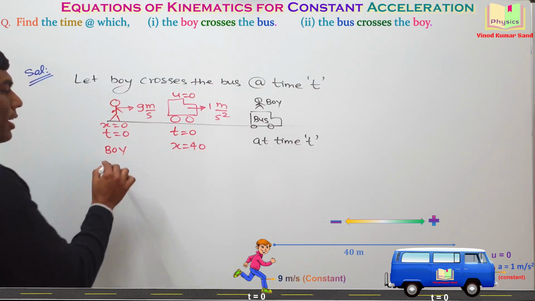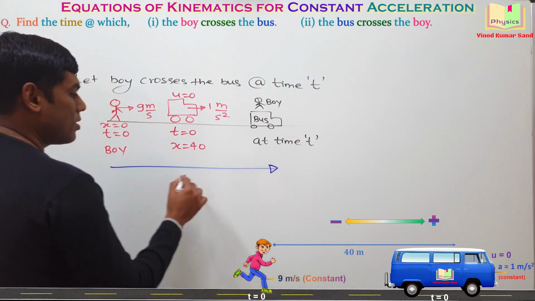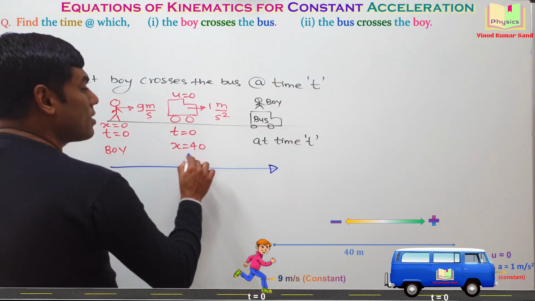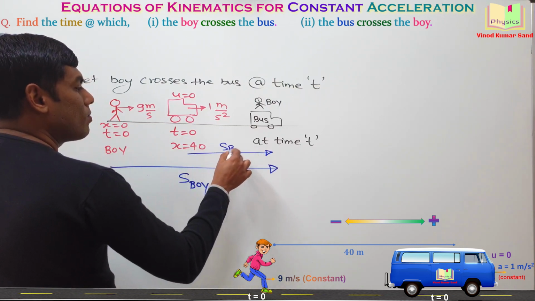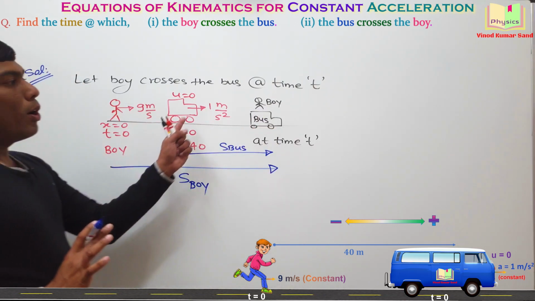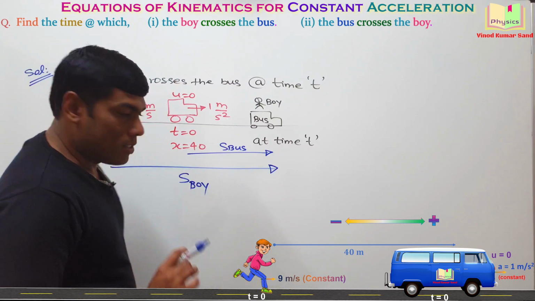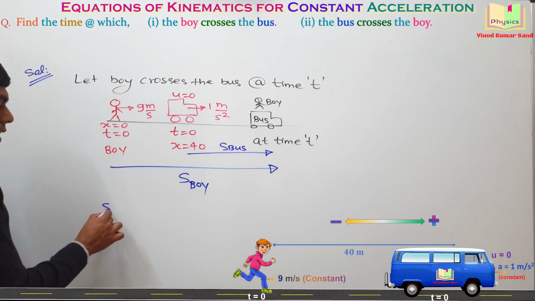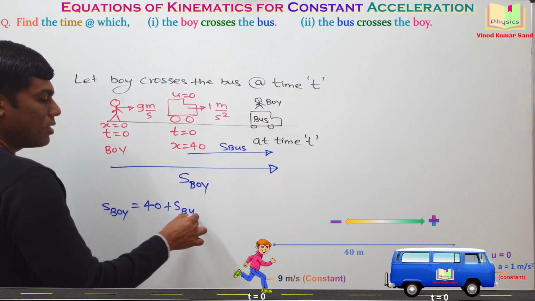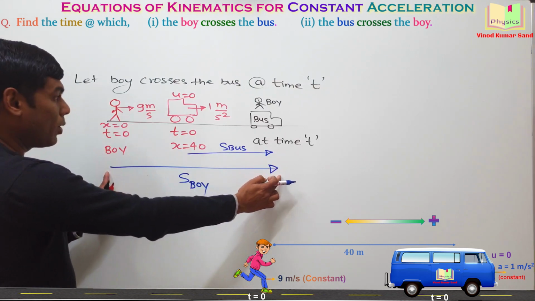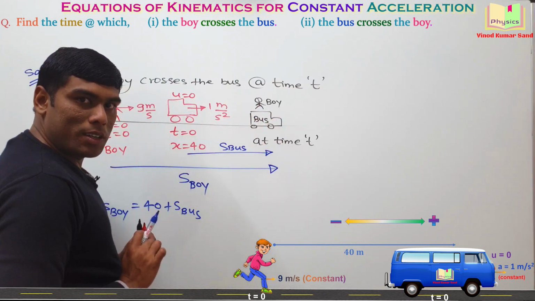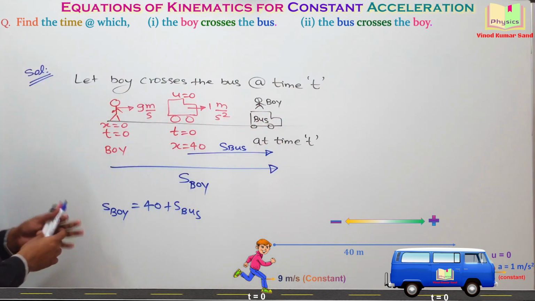So the boy has traveled this much distance. We assign this as S boy. And the bus has traveled this much distance at time t. This is the picture. If the boy is crossing the bus, it means the S boy should be equal to 40 plus S bus. Do you agree? The distance traveled by the boy should be equal to this initial gap plus the distance covered by the bus in time t.